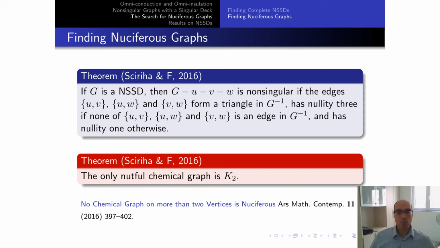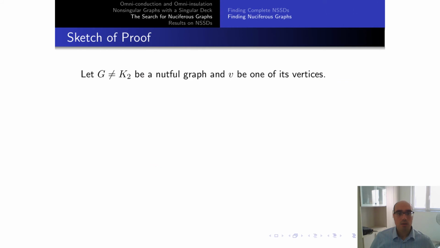And this allowed us to prove that no NUT full chemical graph exists apart from K2. Not just nuciferous, even NUT full. Remember, a chemical graph is a graph that has degree at most 3. Let us give a sketch of the proof. So let G be a NUT full graph that is not K2, and let V be one of its vertices. We also assume that G is connected. If it's not connected, then each component will be an NSSD, and we can prove this on each component.